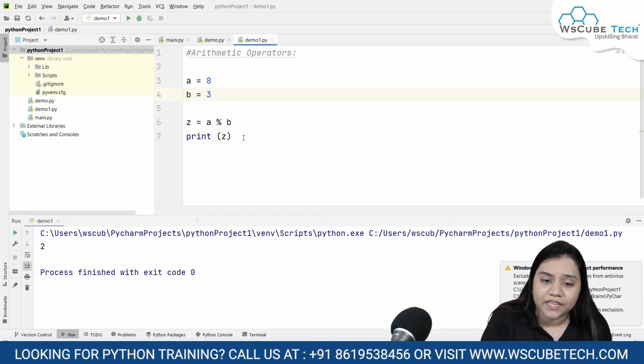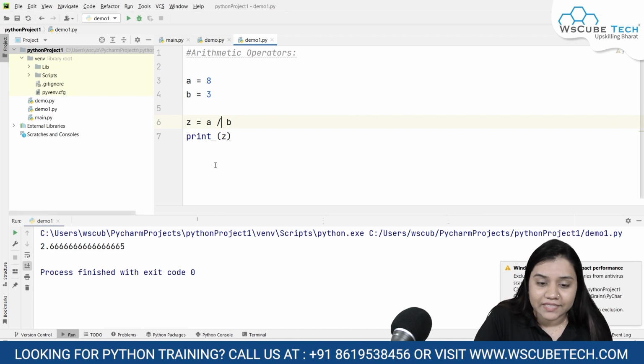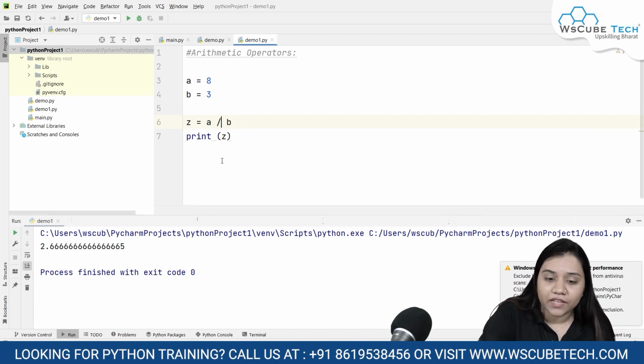I'm considering a similar example, 8 divided by 3. If I use a simple division operator over here, it gives me the output 2.66. At the same time, if I consider the case of floor division, for floor division all you need to do is put 2 slashes. Now let's see what happens when we do it with the floor division. With the floor division we got 2 over here.